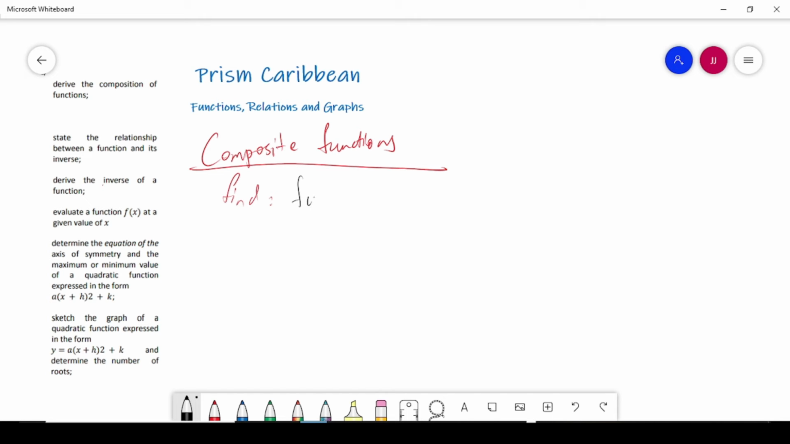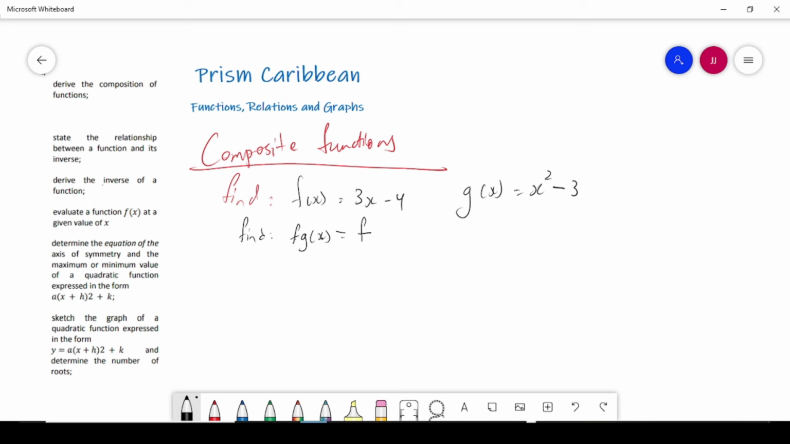So let's say we have a function f of x is equal to 3x minus 4, and we have g of x is equal to x squared minus 3. Sorry, this is not g of f of x, this is g of x. And let's say they ask us to find f of g of x, right? There's a very, very simple technique for this.